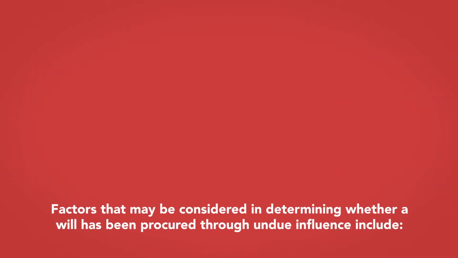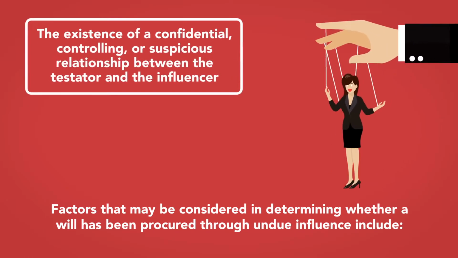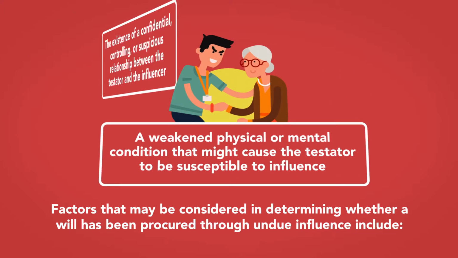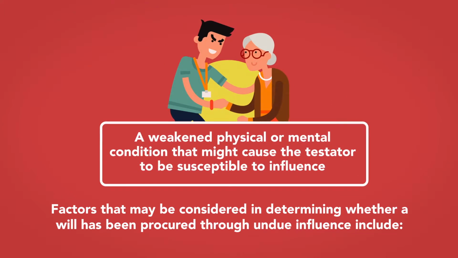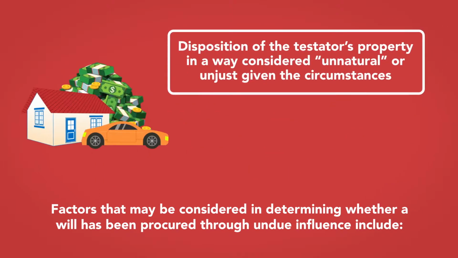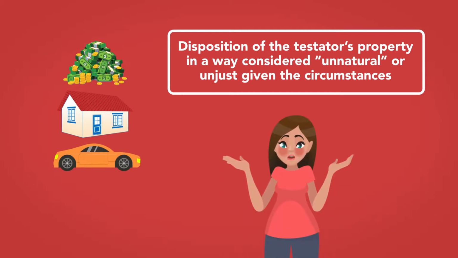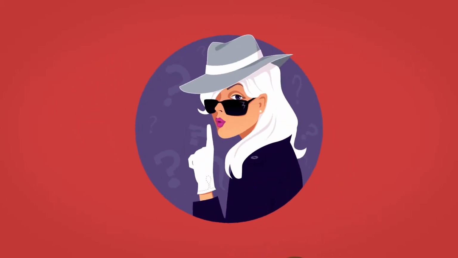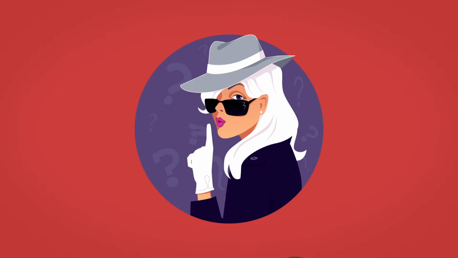Factors that may be considered in determining whether a will has been procured through undue influence include the existence of a confidential, controlling, or suspicious relationship between the testator and the influencer, a weakened physical or mental condition that might cause the testator to be susceptible to influence, and disposition of the testator's property in a way considered unnatural or unjust given the circumstances. Secrecy and concealment are often cited as factors as well.